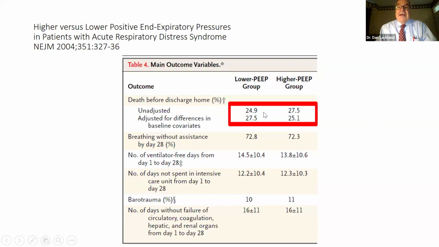And look what they see when they do that adjustment. For the unadjusted, just the pure outcome, it would look like the mortality seemed to be higher in the higher PEEP group. So you would associate it in that case. However, after you adjusted for age in your regression analysis, all of a sudden now the lower PEEP group becomes the group that's most associated with mortality.